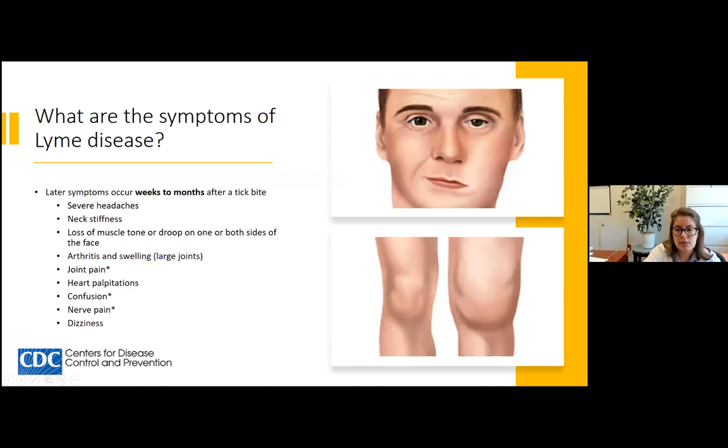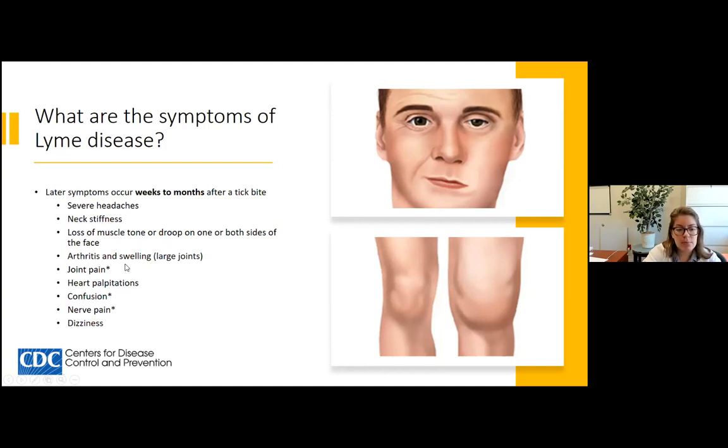And this picture here is describing that in a cartoon form. You can see this side of the face is drooping. And Lyme disease can actually cause both sides of the face to droop. This is because it affects the nerves that control the muscles of your face.